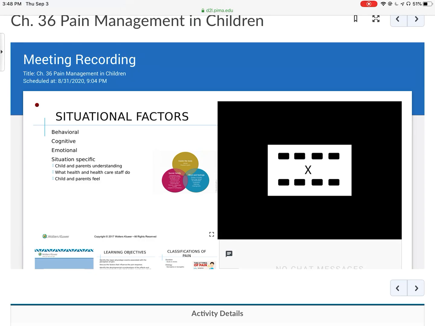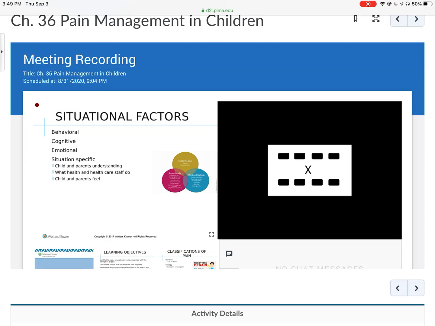So situational factors. So we talk a little bit about this. Do they understand the specific pain? What are we doing? What can parents do? Do they have coping mechanisms? That's one of the questions our child life specialists will have. How do they cope? How do they cope with things? What do you do to decrease pain at home? Do you sing a song? Do you play music? Is there a certain show they like to watch? And then how's the family acting?